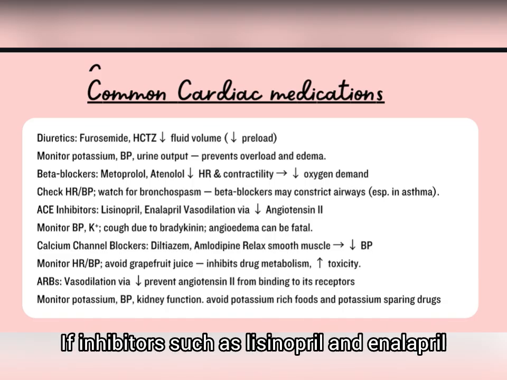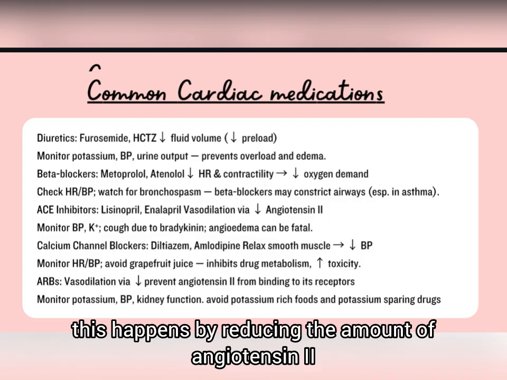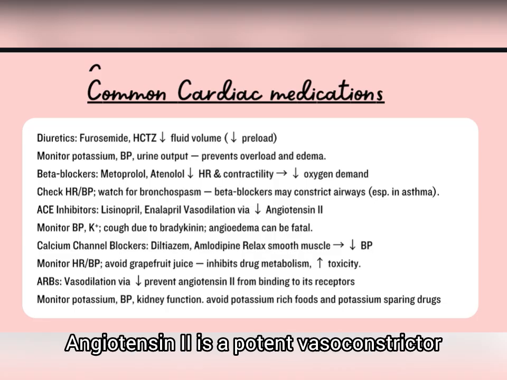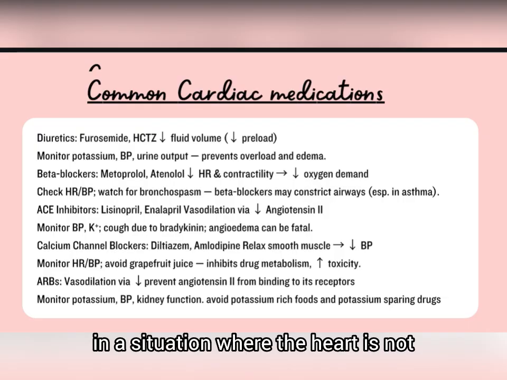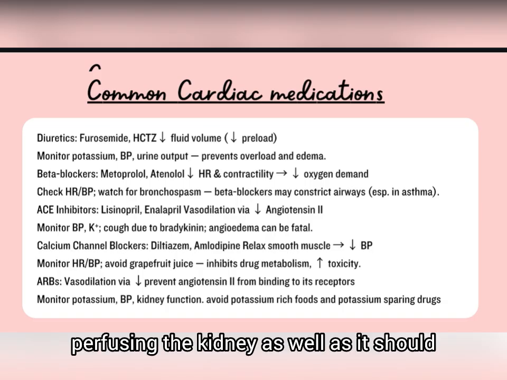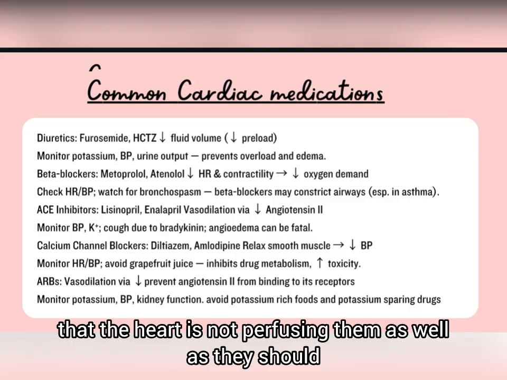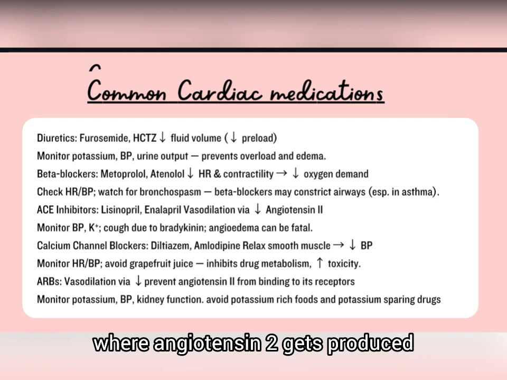ACE inhibitors such as lisinopril and enalapril work by causing vasodilation. This happens by reducing the amount of angiotensin 2 that the body produces. Angiotensin 2 is a potent vasoconstrictor that's usually produced in a situation where the heart is not perfusing the kidney as well as it should, or if the kidneys perceive that the heart is not perfusing them as well as they should, they cause this cascade to happen where angiotensin 2 gets produced.